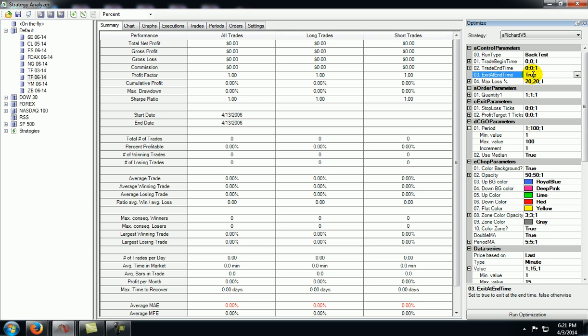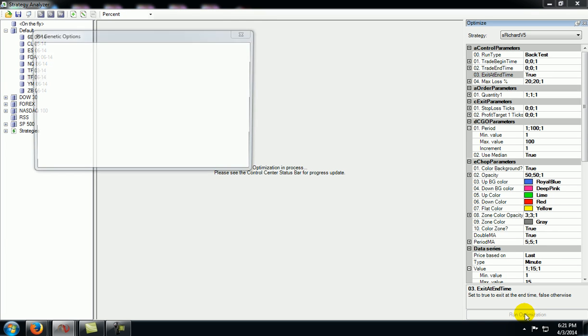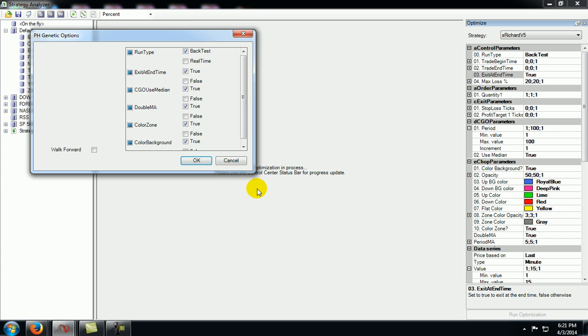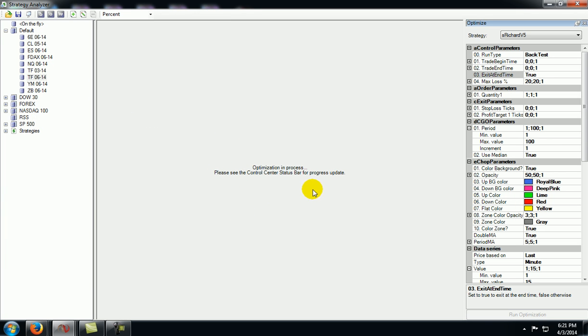And I'll go up here to exit at end time to true. Leave this at backtest. Run the optimization. You'll get this pop up. This is just verifying all the parameters that you've set over here. Just click OK, and in a few seconds that will disappear and your optimization is underway.